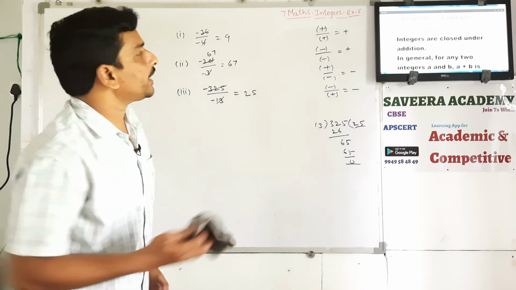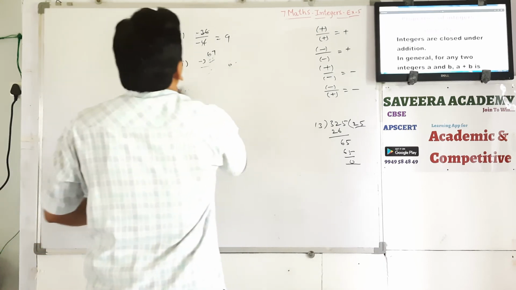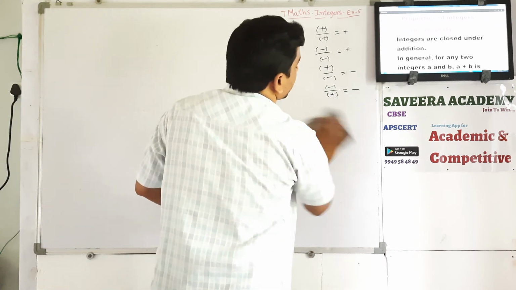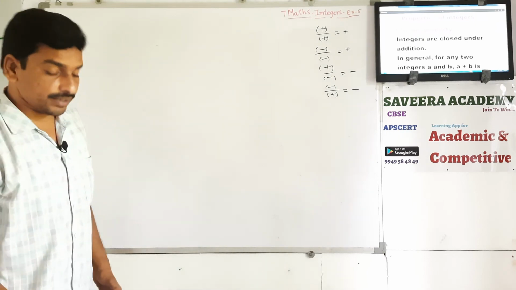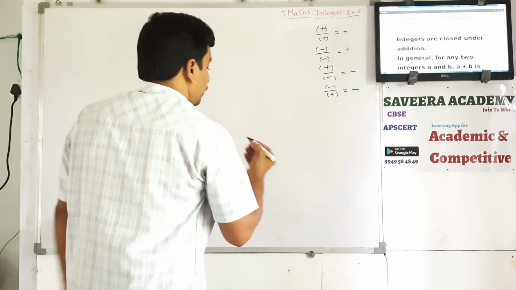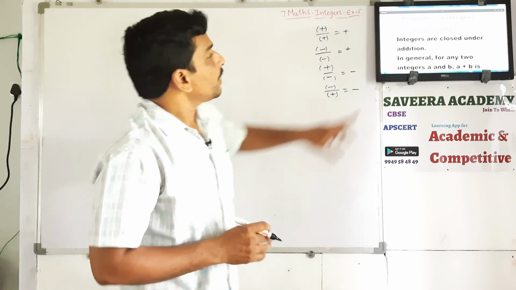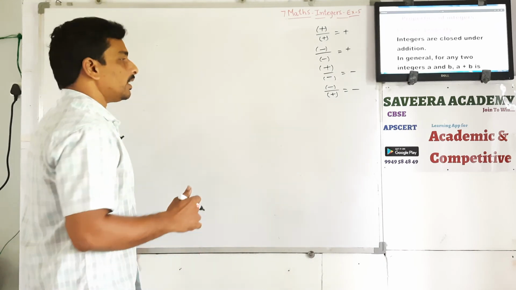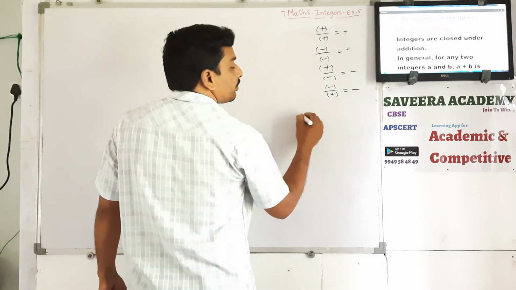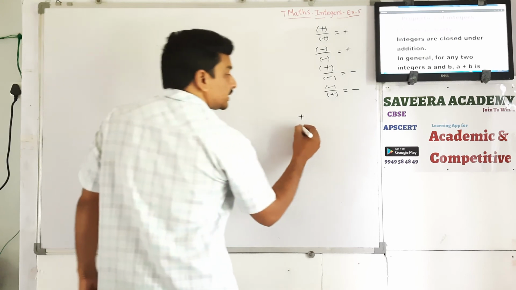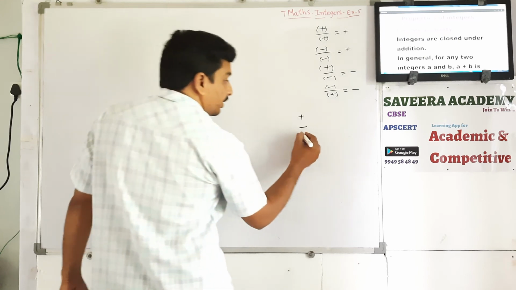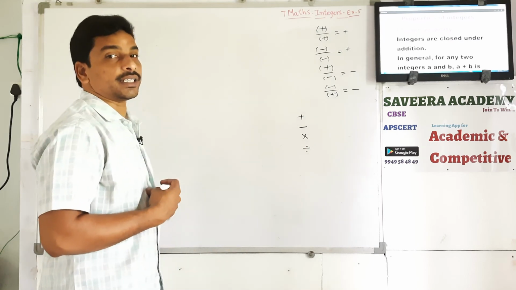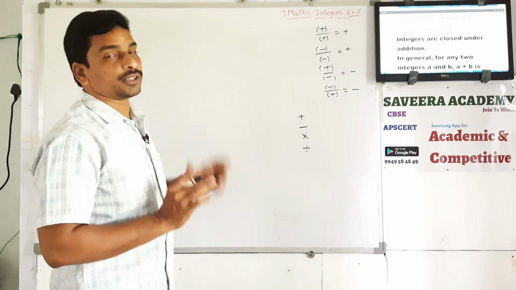Here see, properties of integers. Properties of integers we have to learn. What are the properties? Here see, closure property is given. What is the meaning of closure property? Properties of integers, closure property under addition. Here see, there are 4 operations: addition, subtraction, multiplication and division. Which operation we are taking, that one also we have to consider.